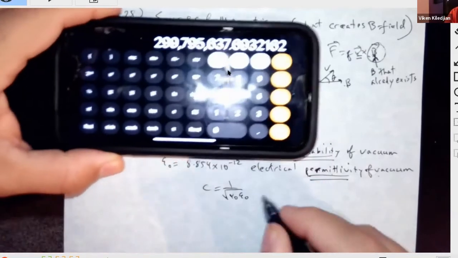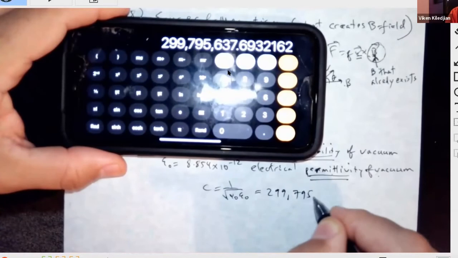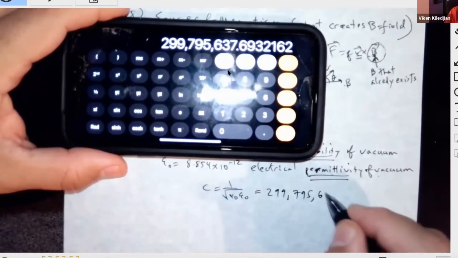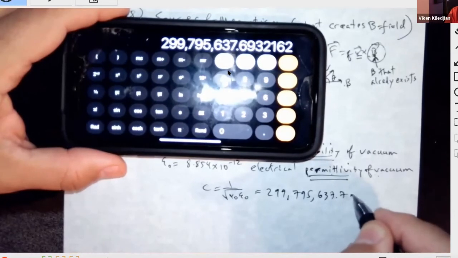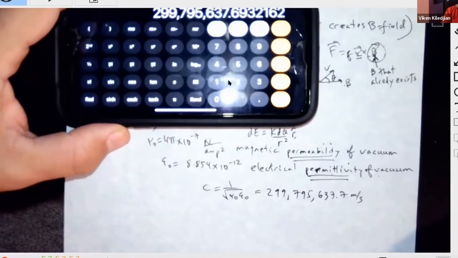right? 299,795,637.7 meters per second. Let's see, is that the speed of light?